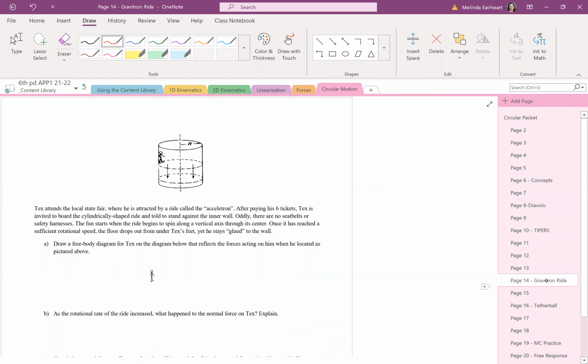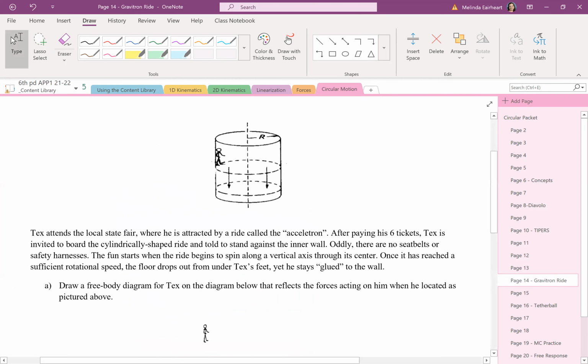Gravitron, page 14. So what am I skipping? Diavolo, and then some of those tipper concept pages. Those are good for single concepts at a time. Now this was actually an old AP Physics B question. We modified it for Texas, I guess, right? And so it is at the state fair. I don't know, I haven't been in many years. Me and big crowds, not so much.